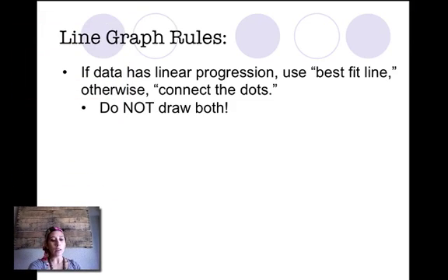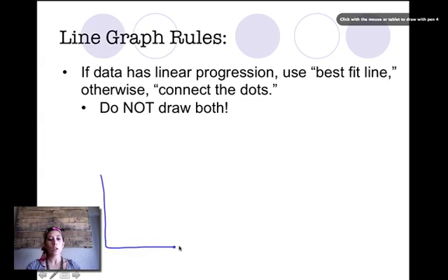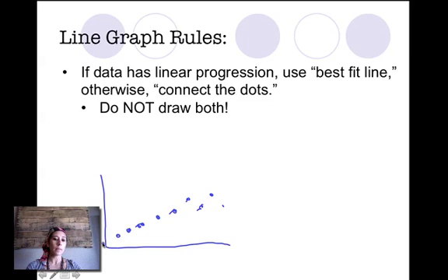So if you have data that has a definite linear connection, you want to draw a best fit line. Otherwise, you'll connect the dots. Don't draw both types of lines. So let's just say you have data that looks pretty correlated. Well, you can take your ruler and draw a best fit line because in general, your correlation was pretty positive.